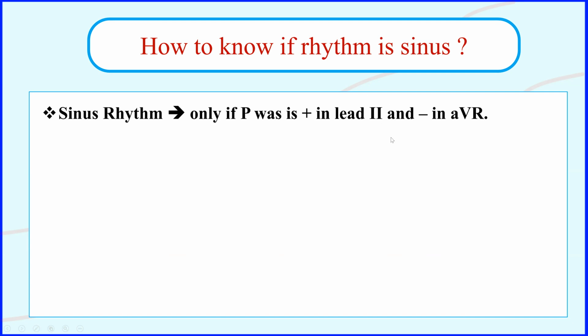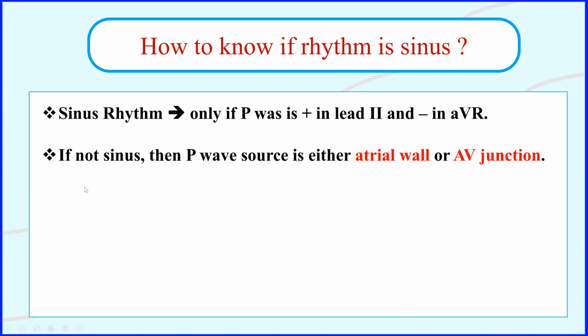Always look at lead 2, where the P wave should be positive, and look at AVR, where the P wave should be negative. This is the only rule that you need. So to say sinus rhythm, look at lead 2 and AVR. Lead 2 should be positive, and AVR should be negative. That means it is sinus, and we know why from the diagram.